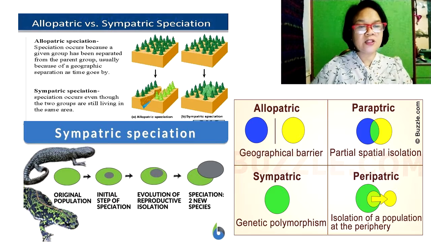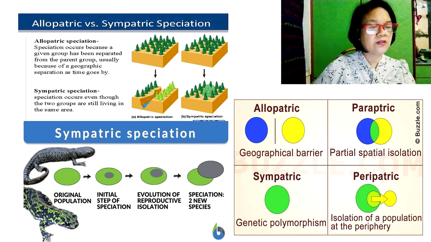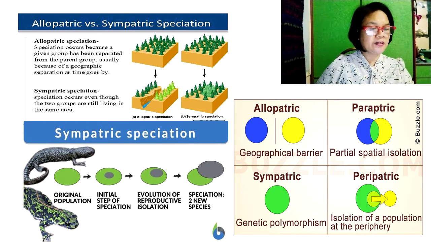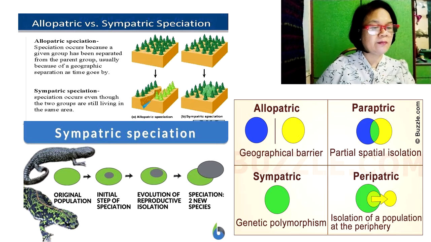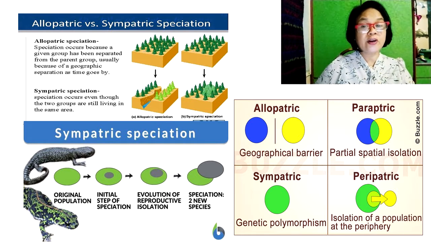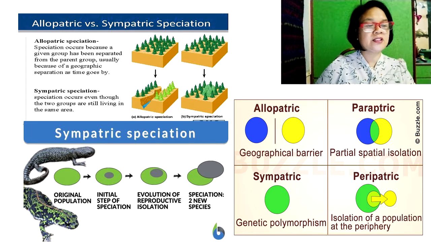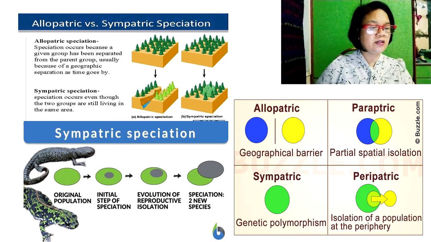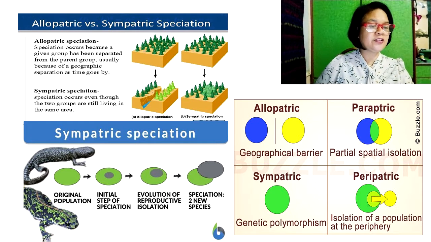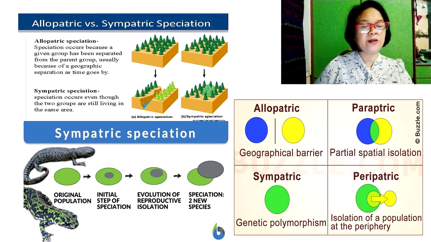So next, with regards to the summary of this one: the allopatric, parapatric, sympatric, and peripatric. So allopatric has a geographical barrier. Sympatric naman has genetic polymorphism. Parapatric has partial spatial isolation, and the peripatric is isolation of a population at the periphery.